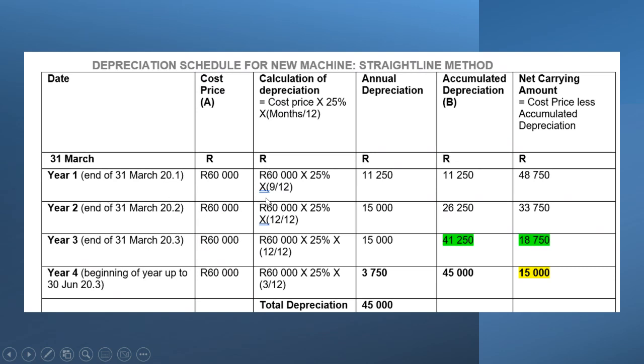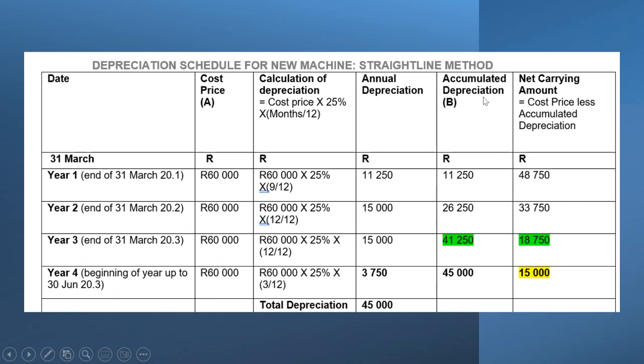So in year 2, to calculate depreciation, you say 60,000 times 25% times 12 over 12. The reason we said the asset was with us for the whole year, for the full 12 months, is because we did not sell it at that time, which then gives us what? 15,000 rand, which is our annual depreciation for year 2.